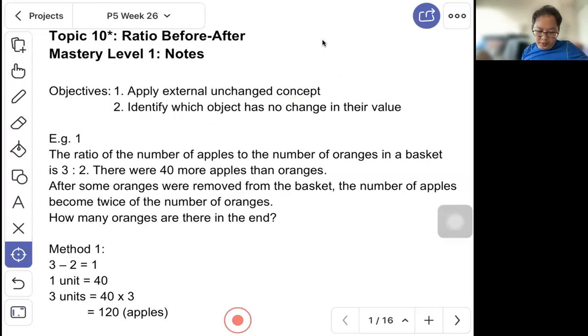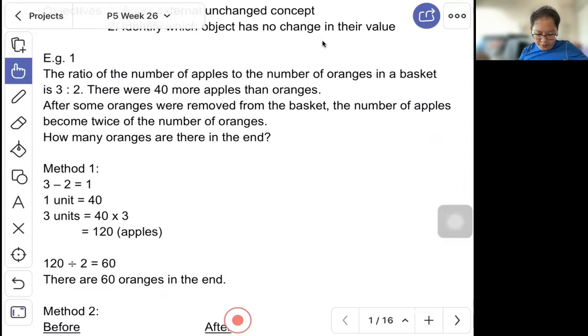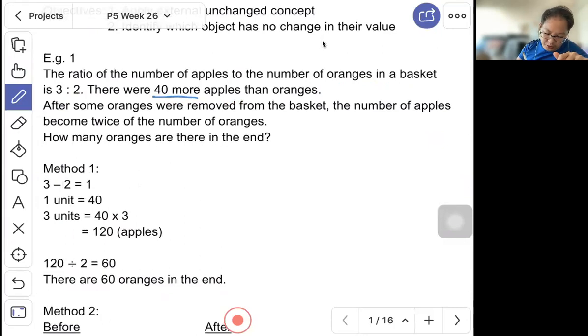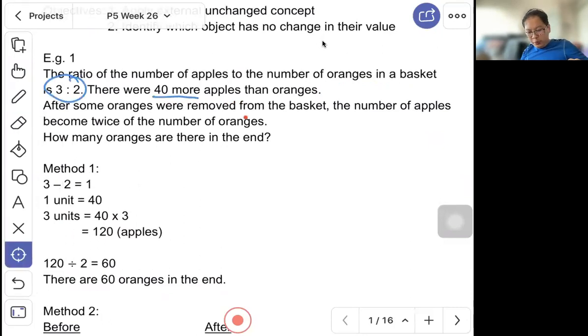The objective is to learn how to apply the external action concept and identify which object has no change in value. In example one, the ratio of the number of apples to the number of oranges in a basket is 3 to 2, and there were 40 more apples than oranges. You may like to underline the 40 more and circle the ratio. After some oranges were removed from the basket, the number of apples became twice the number of oranges. How many oranges are there in the end?